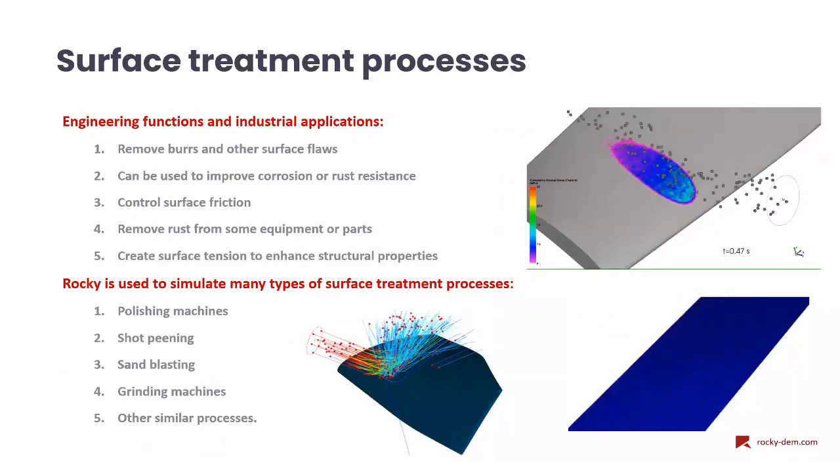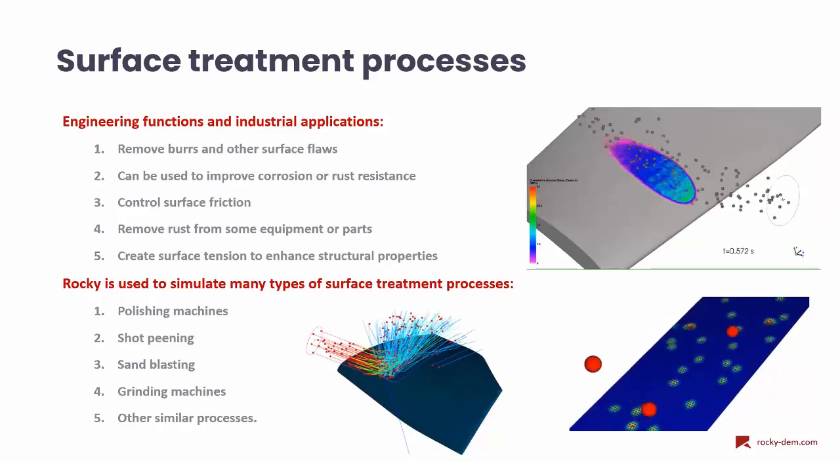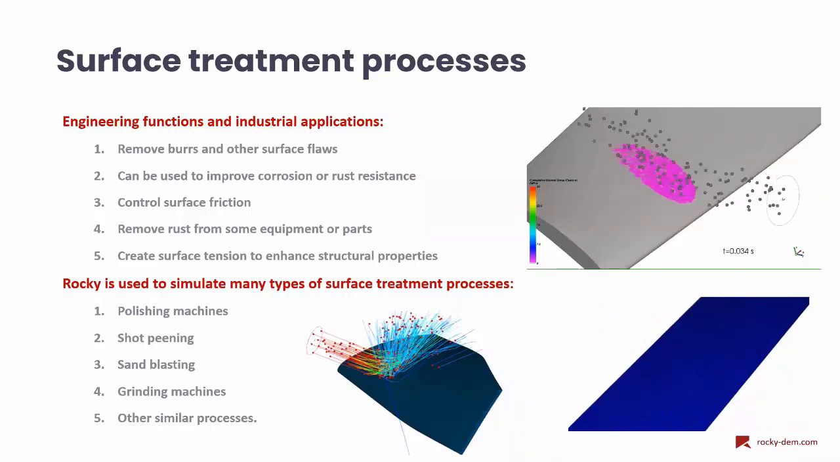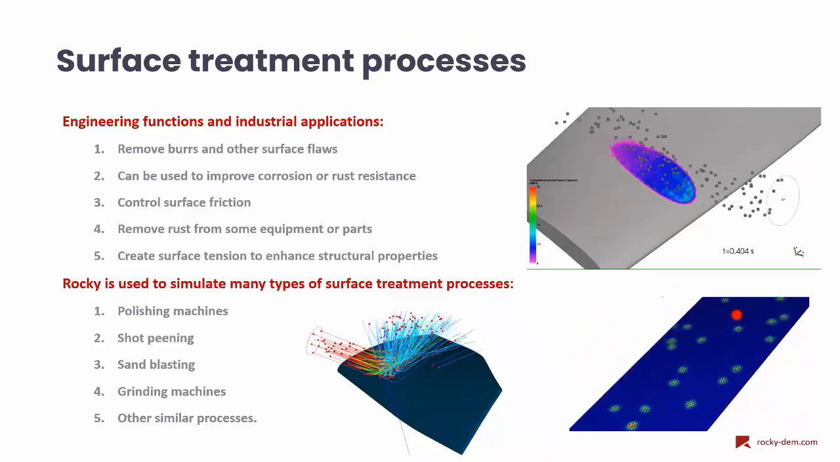Among the many benefits obtained from the surface finish process, we can highlight some of them. For example, removing burrs and other surface flaws, improving corrosion or rust resistance, controlling surface friction, removing rust from some equipment or parts, and creating surface tension to enhance structural properties. We could also mention others, like helping with the adhesion of paint and other coatings, increasing resistance to chemicals, and enhancing aesthetics. All these items refer to controlling the surface, reducing the roughness and creating a smooth surface.